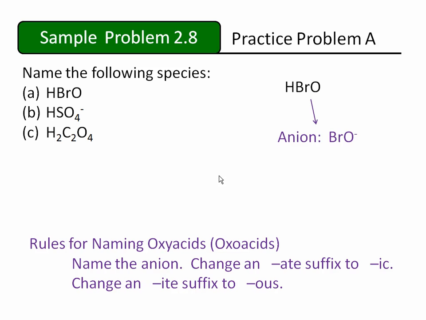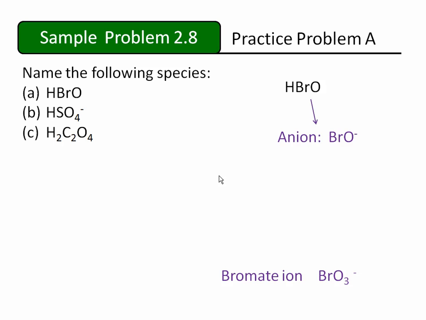Our anion is BrO-. While this exact anion doesn't appear in any of our lists, the anion with the closest resemblance to it is BrO3-, the bromate ion that appears in the Think About It box on page 63. Our anion contains two fewer oxygen atoms than bromate. The charge is the same.